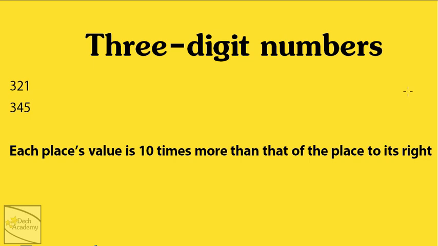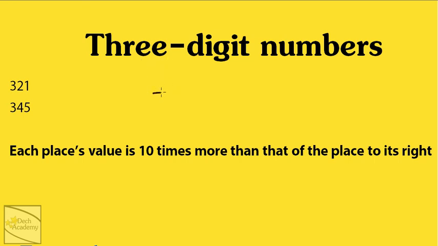So now let's examine 3-digit numbers. Now in a 3-digit number, or in any kind of number, any digit number, each place's value is 10 times more than that of the place to its right. So what does that mean?